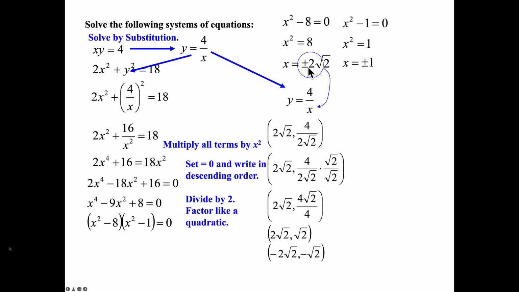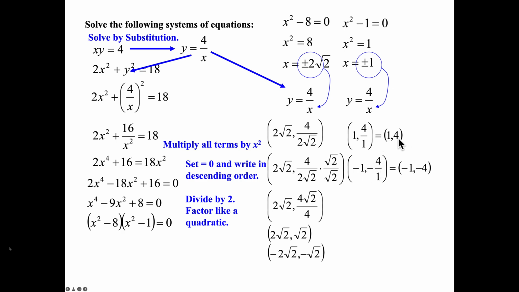Now, the negative 2 square root of 2 goes in for the x, makes this negative, this negative. Well, that's just going to simplify to the same as if they're both positive. So I just took the negative and put it on my x and my y, and there's my 2 intersection points. Do the same thing with 1. You'll have 4 over 1, 4 over negative 1. So we have 1 comma 4. Then when x is negative 1, we get a negative 4. There's my 4 intersection points.